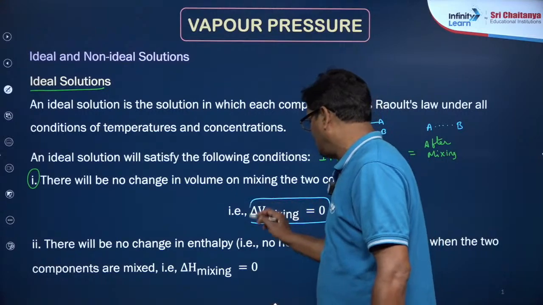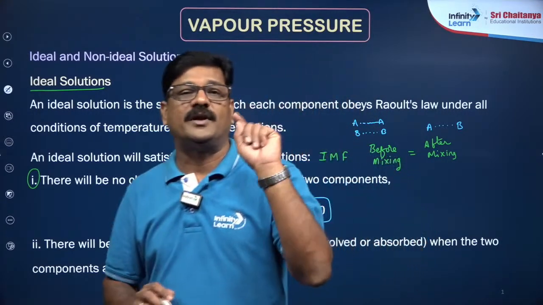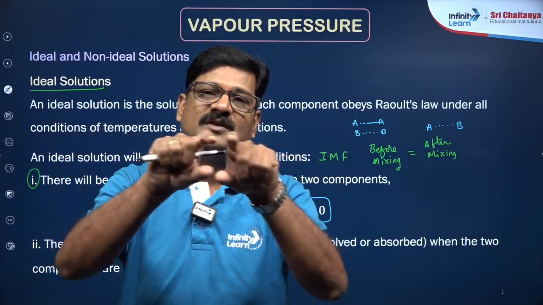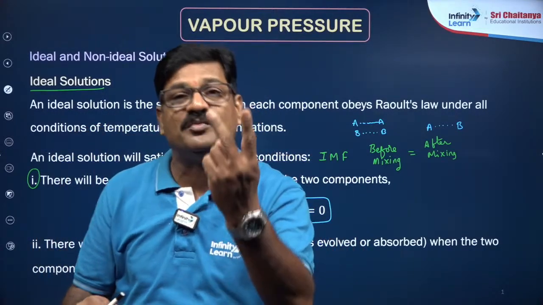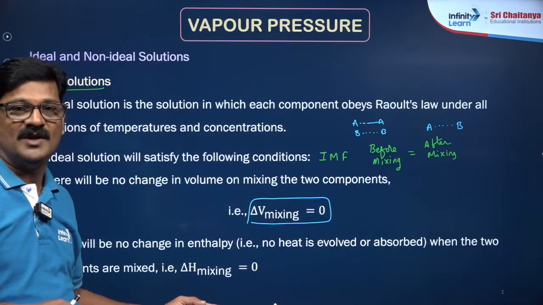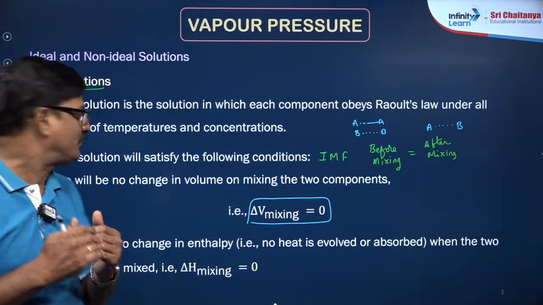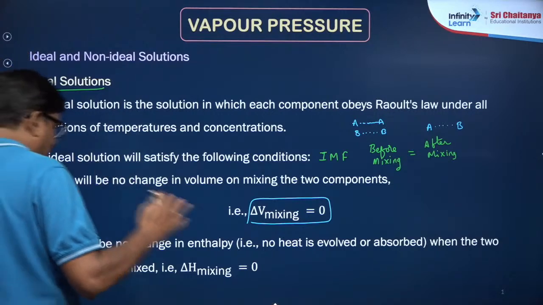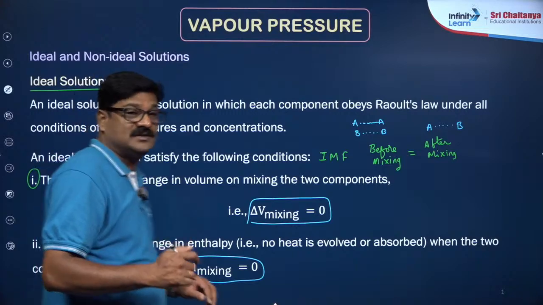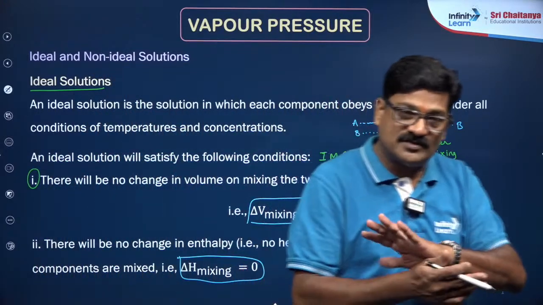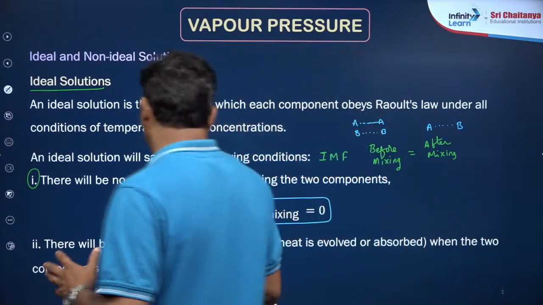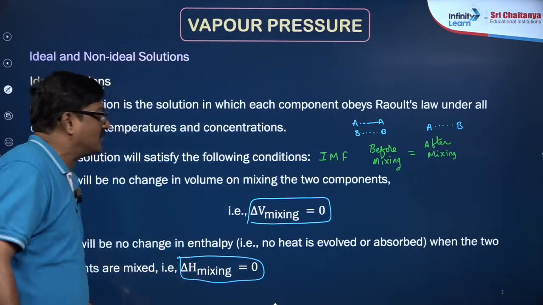What does this mean? If you mix 10.0 milliliters of A and 10.0 milliliters of B, when these two are mixed, you are going to get 20.00 milliliters of solution. There shouldn't be any change, and there will be no change in enthalpy. So there is no change in the heat. When you dissolve, there is no bond breaking and no bond formation. Such solutions are going to obey that kind of graph.